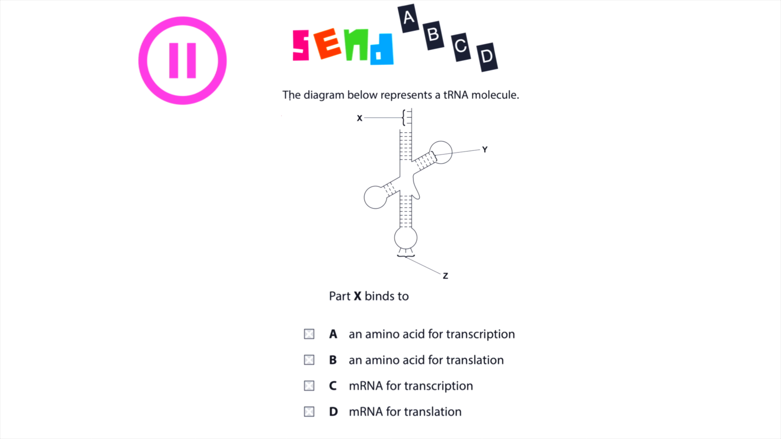Another question here is asking you for part X. They want you to find what is usually attached at this part called X. Remember, this section is where we have the amino acids. Those amino acids are always attached somewhere here, and they're needed for the process of translation. They're not needed for transcription, because transcription doesn't involve amino acids or even transfer RNA.